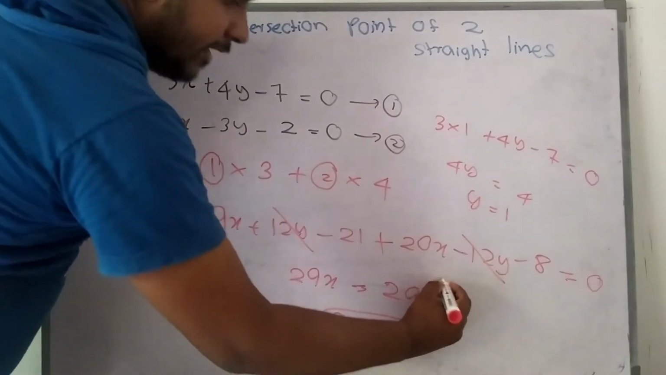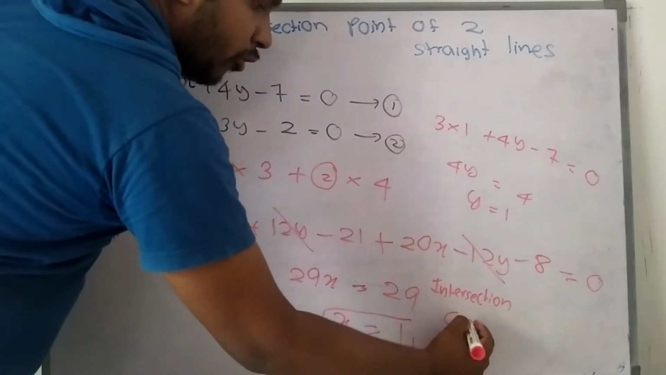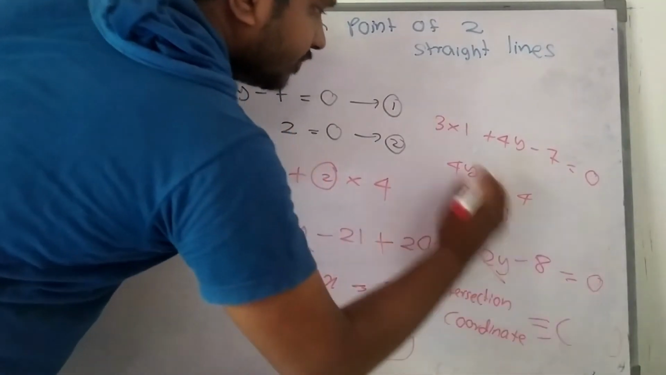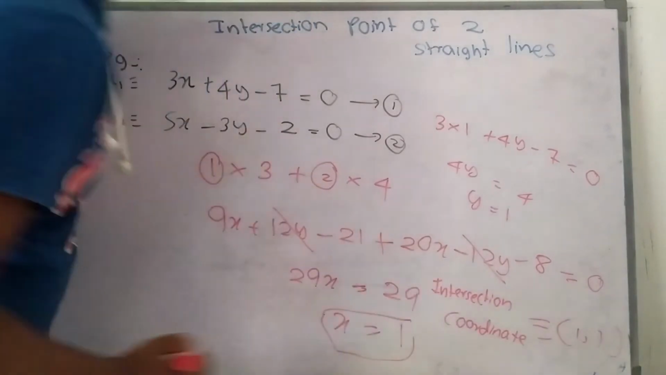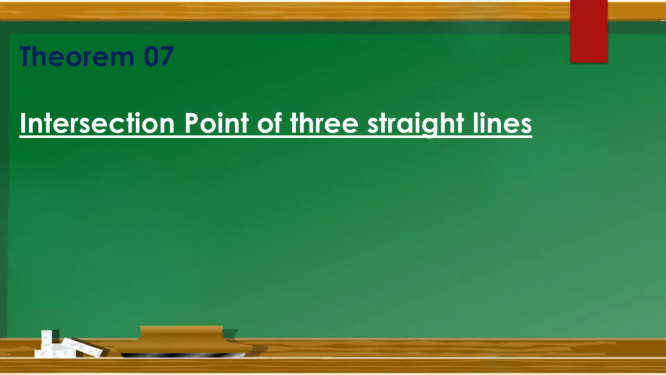So the intersection coordinate will be 1 and 1. So this is the way of finding the coordinates of the intersection point of two straight lines. So the next thing is how to find the intersection of three straight lines.